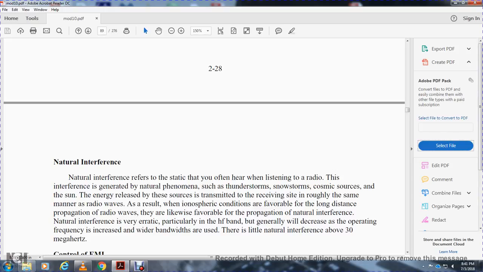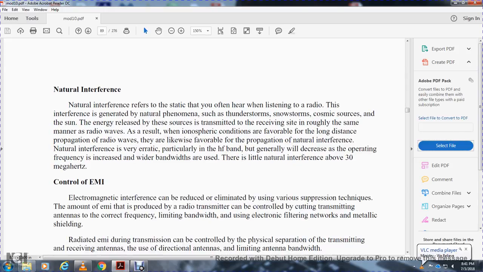Natural interference is very erratic, particularly in the high-frequency band. It generally decreases as the operating frequency increases, and there is little natural interference above 30 megahertz.